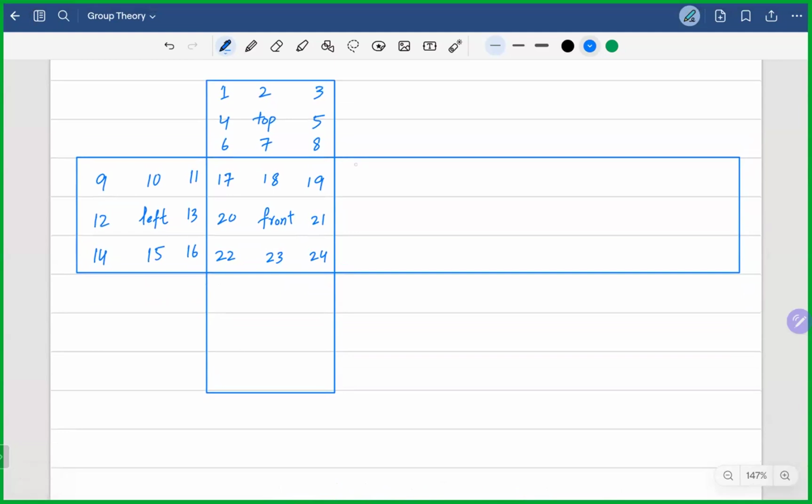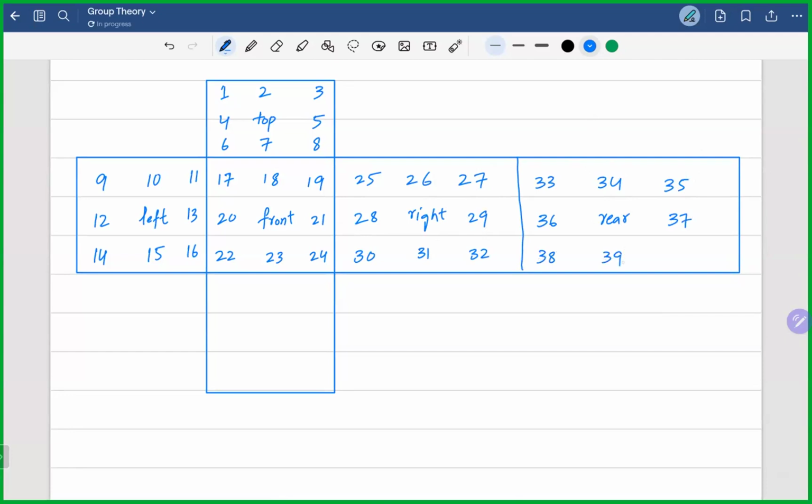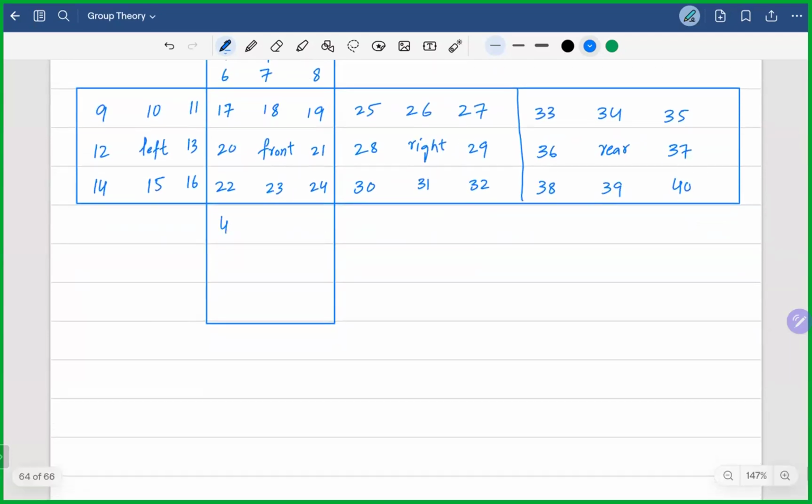Okay, let's first complete the sides. So this is going to be 25, 26, 27, 28. This is the right side. This is 29, 30, 31, 32. And then we have 33, 34, 35, 36. This is the rear. This is 37, 38, 39, 40. And then we can label the downside 41, 42, 43, and then 44, bottom, and 45, 46, 47, and 48.